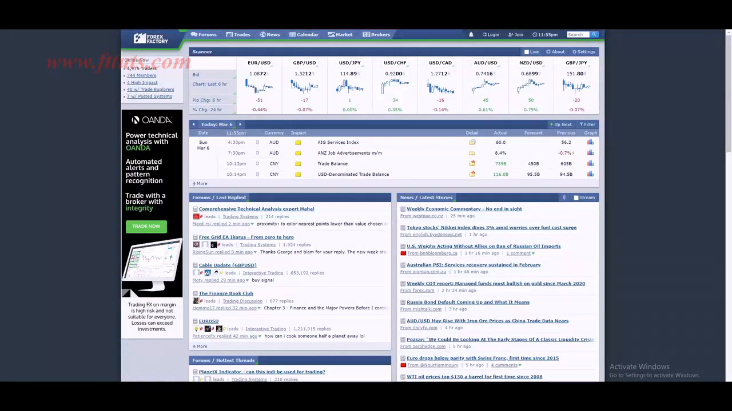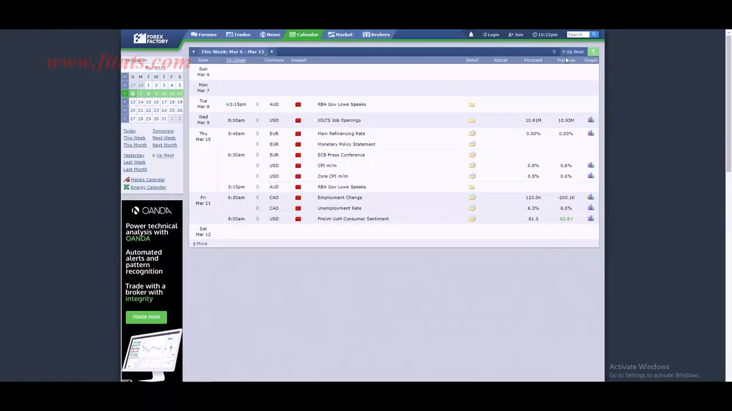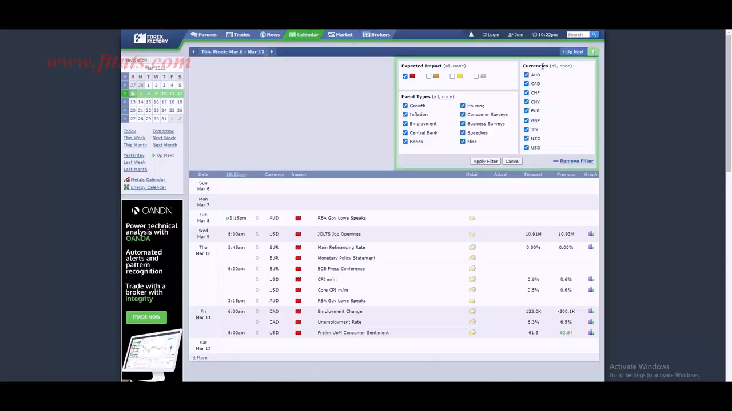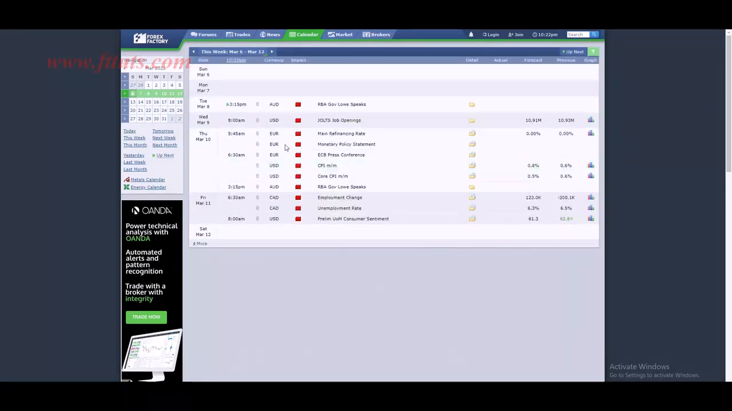So for news, we're going to go over to forexfactory.com. We're going to go to calendar. And then with this little tool, you can filter the news that you want to see. So we just want to see the high impact news, which is the red news. That's all we care about. We want to check this every single day.